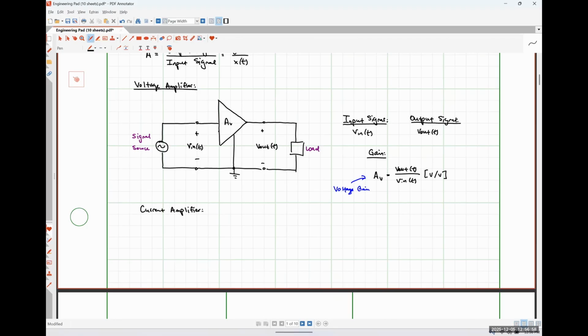So starting off with my same basic picture. Here's my amplifier. I'm going to have a current gain of A sub I. And then measured between these terminals. Actually, I'm going to leave those blank since this is a current amplifier. Oh, I'm drawing this poorly, sorry.